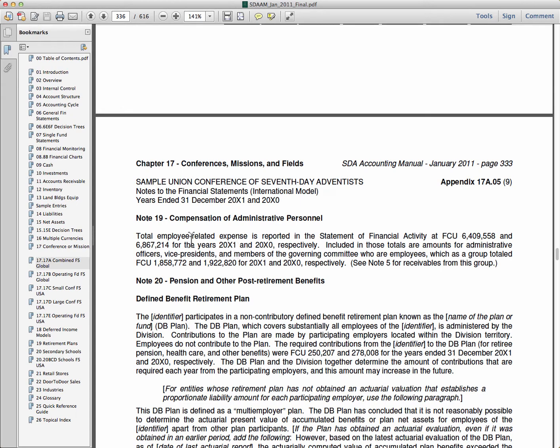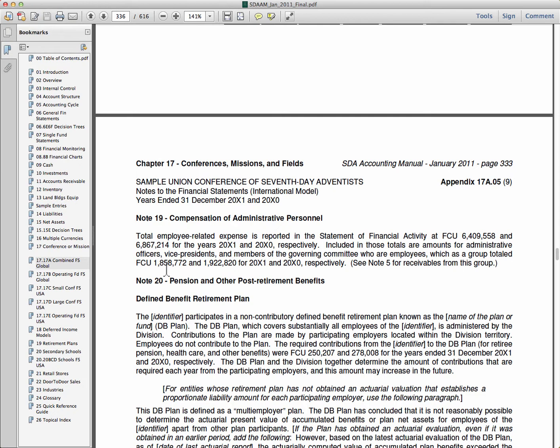So you can read this note right here. Total employee-related expenses reported on the statement of financial activity as $6,409,000 for the year of 2001, etc. Included in these totals are amounts for administrative officers, so you can see they're listed, administrative officers, vice presidents, and members of the governing committee who are employees, which is a group totaled these amounts right here. Okay, so the total paid to your administrative employees has to be disclosed.